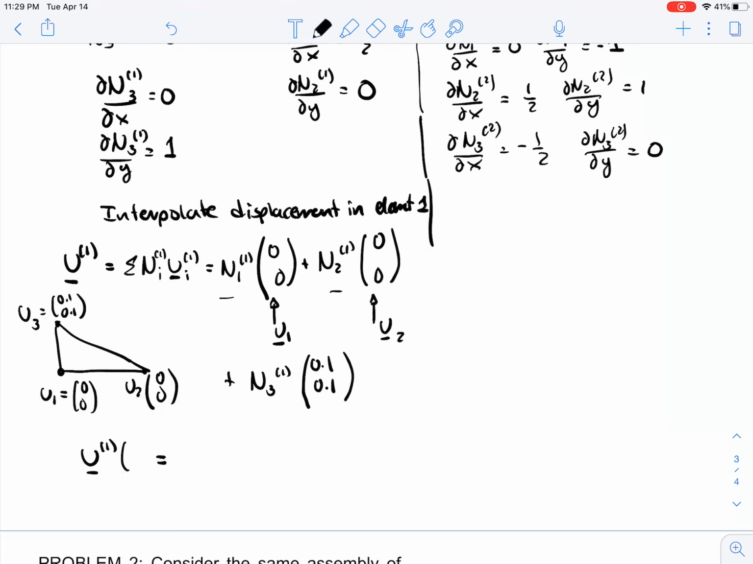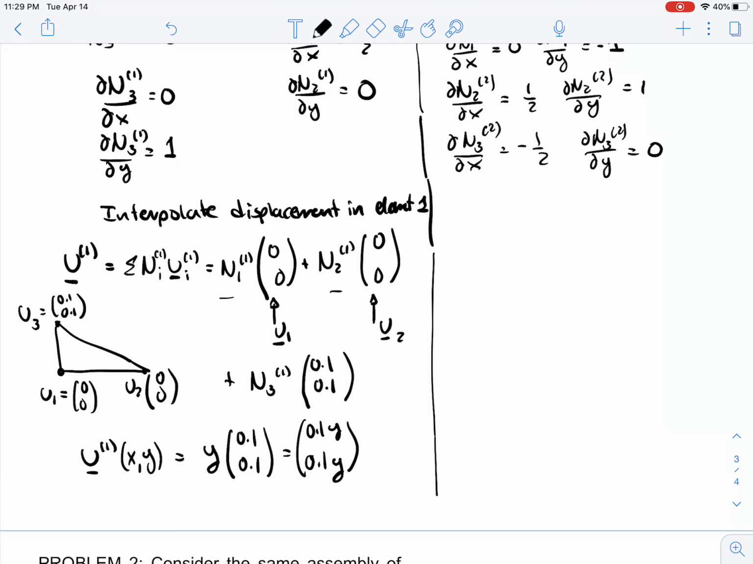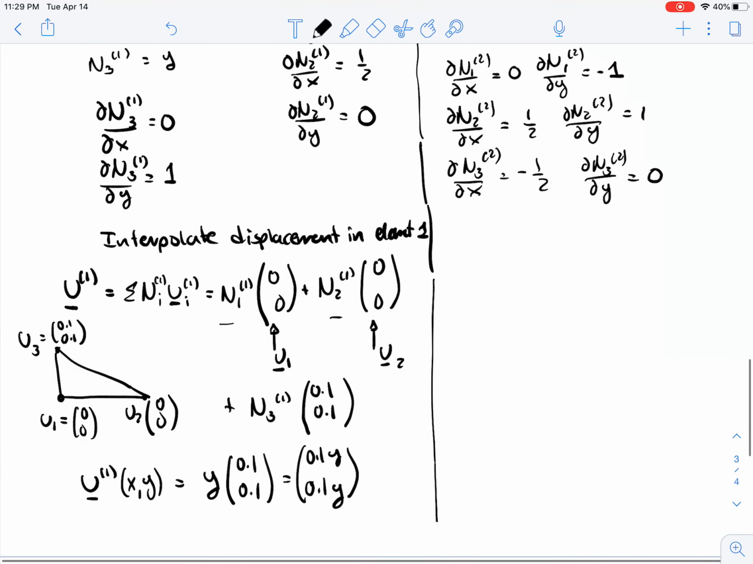So actually the displacement for element 1, and let me make the dependence explicit, in terms of x and y is just going to be y times 0.1, 0.1, or 0.1y, 0.1y. So it's actually only a function of y. Let's do the same for element 2.